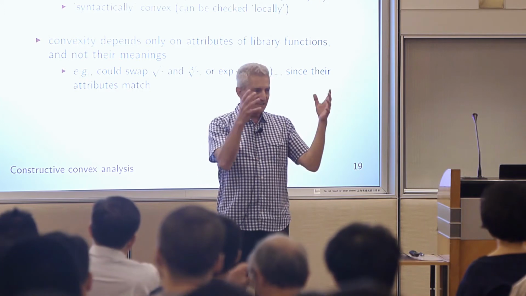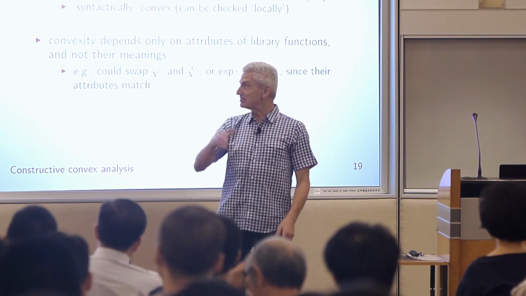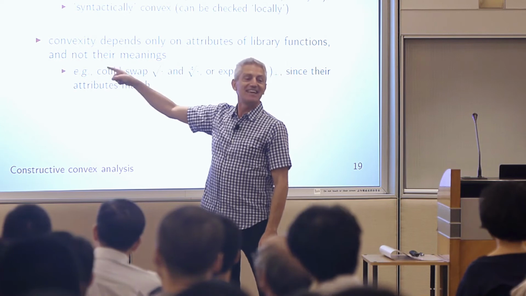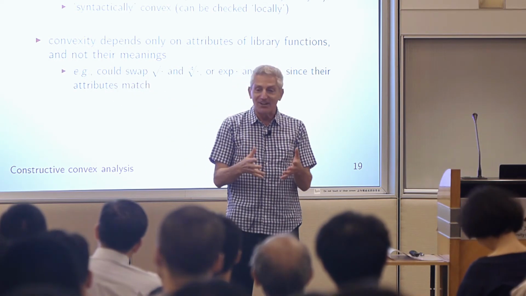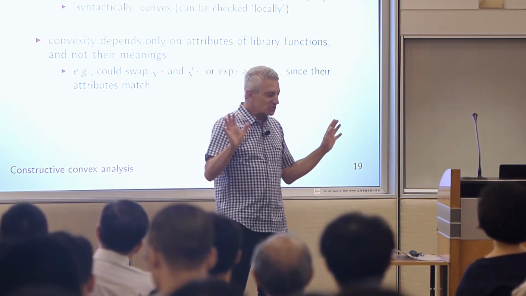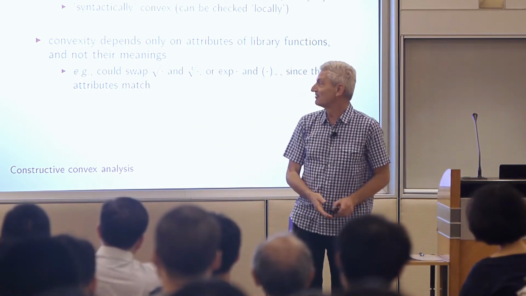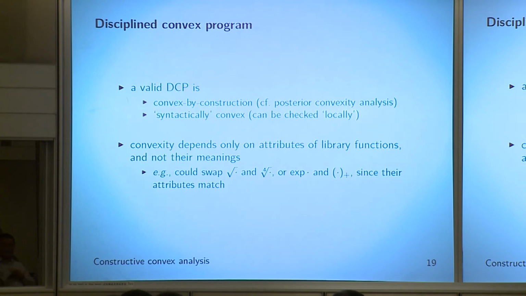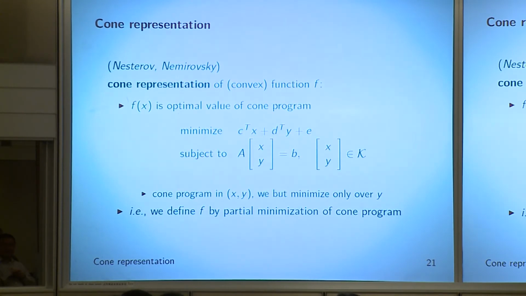So it turns out this client-server model is wrong. The correct way to do it is you take the people who do the applications and you teach them this, and then they can build stuff themselves that actually is going to be convex and work. And it turns out that's actually the better way to do it. It's not obvious at first, right? So, okay. Now I'll tell you a little bit about cone representation. So cone representation, this goes back to Nesterov and Nemirovsky.